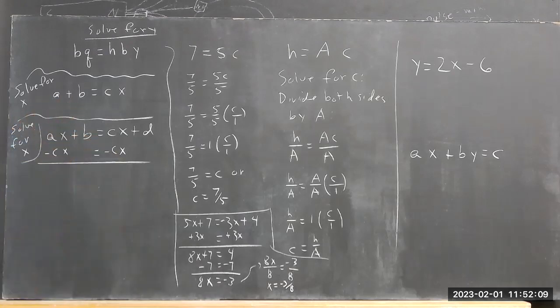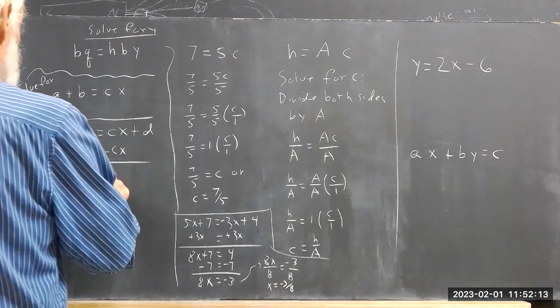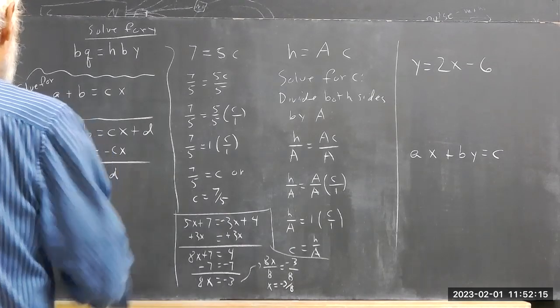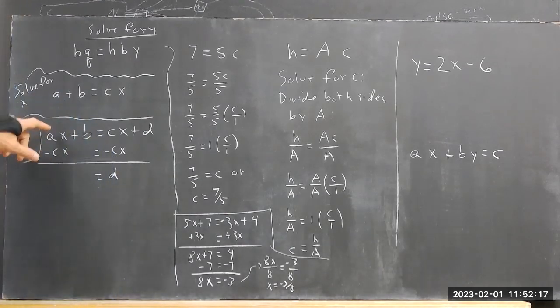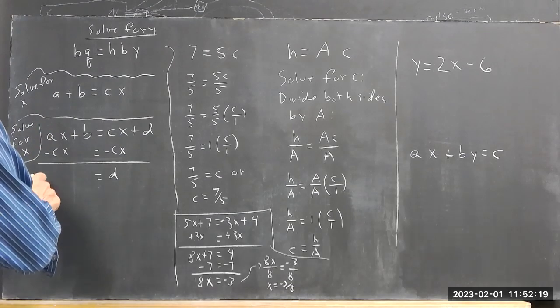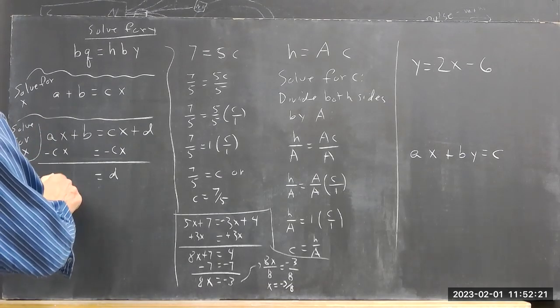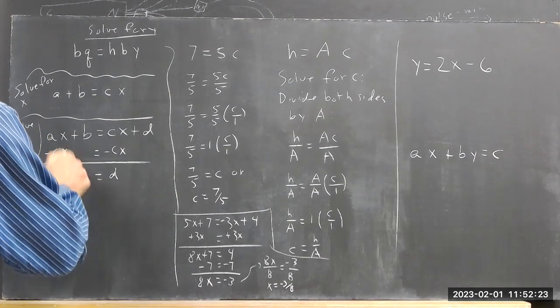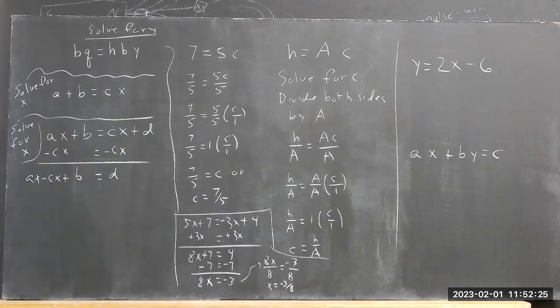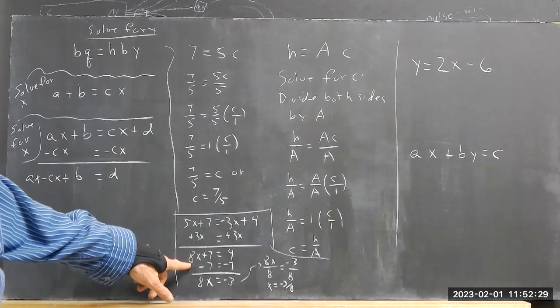We subtract CX from both sides. Subtracting CX leaves AX minus CX plus D. Okay, well, we've got all the x's on one side, just like we did here, right?